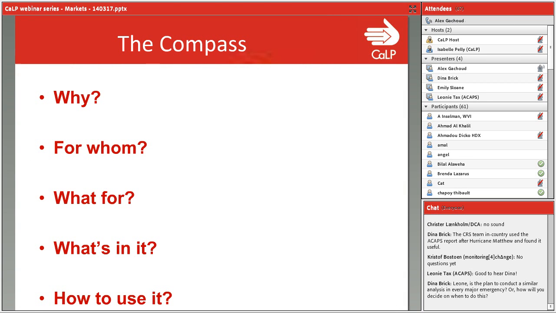Okay, great. So briefly, this is the agenda for my short presentation. So first, why? I'll try to share the rationale behind the development of the market analysis compass. Then I'll explain for whom this has been designed, what it is for, what's in it, and how to use it.